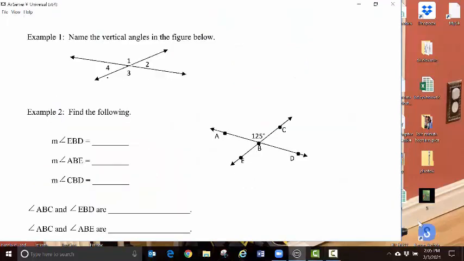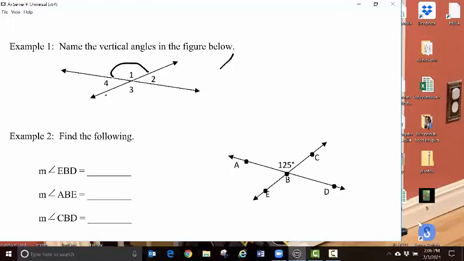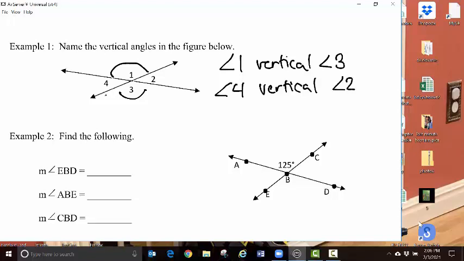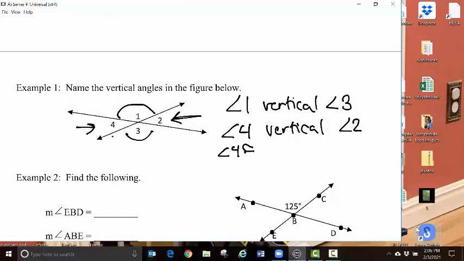Okay, here we go. Name the vertical angles in the figure below. Well, angle 1 is vertical to angle 3. They're the same angle but across the picture. And angle 4 is vertical to angle 2. Same angle but across the picture. Yes, question. You could absolutely then say angle 4 is congruent to angle 2, or the measure of angle 4 is equal to the measure of angle 2. Perfect. Using that same idea, now we're going to solve a problem.